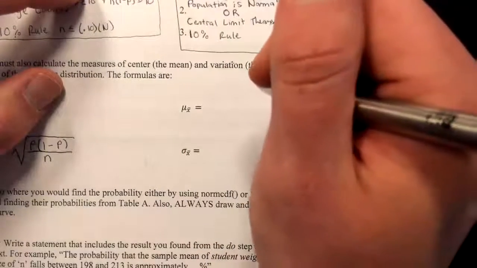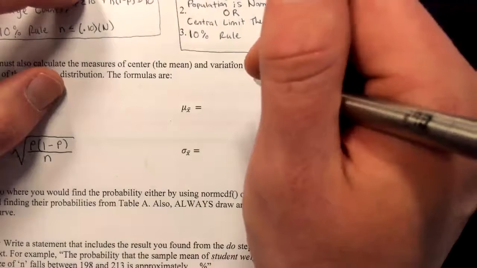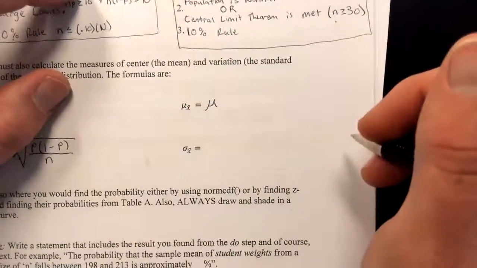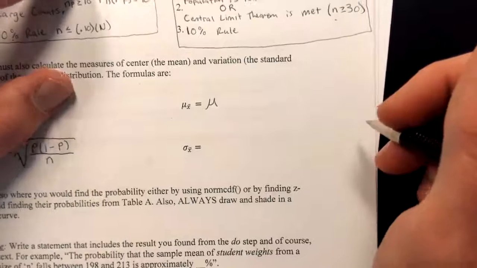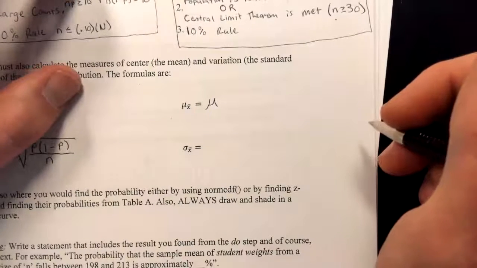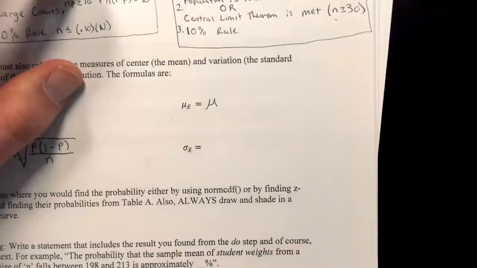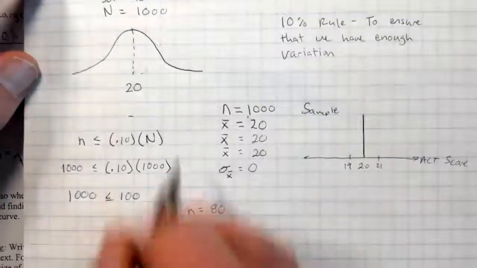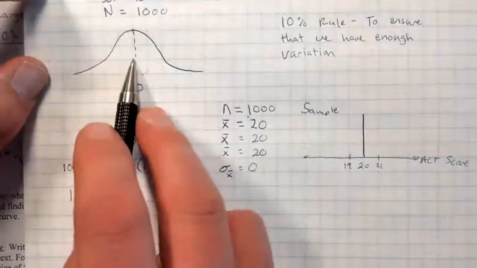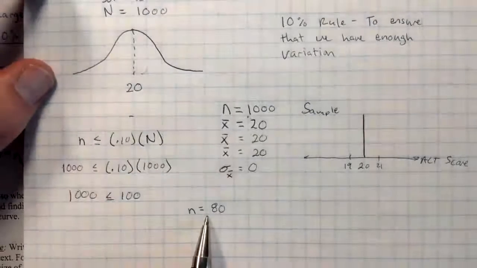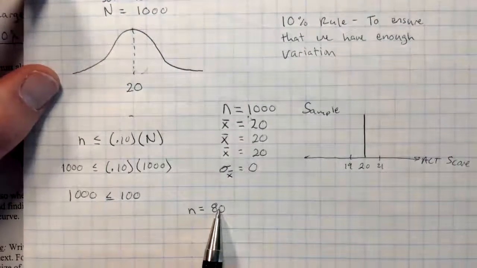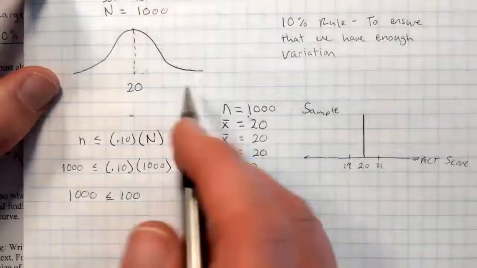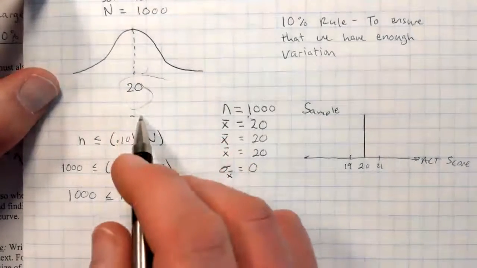The mean of our sampling distribution should be equal to the population mean. So going back to this little thing that I was doing, if I randomly selected 80 students from this population, found the mean, and then I randomly selected another 80 students, found the mean, and then just kept doing that, their average would be 20. Good deal?